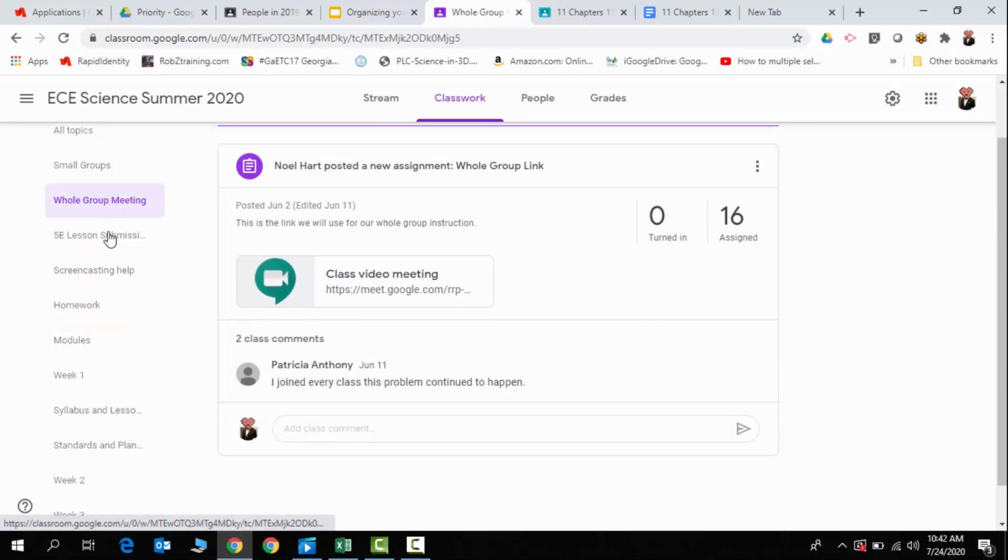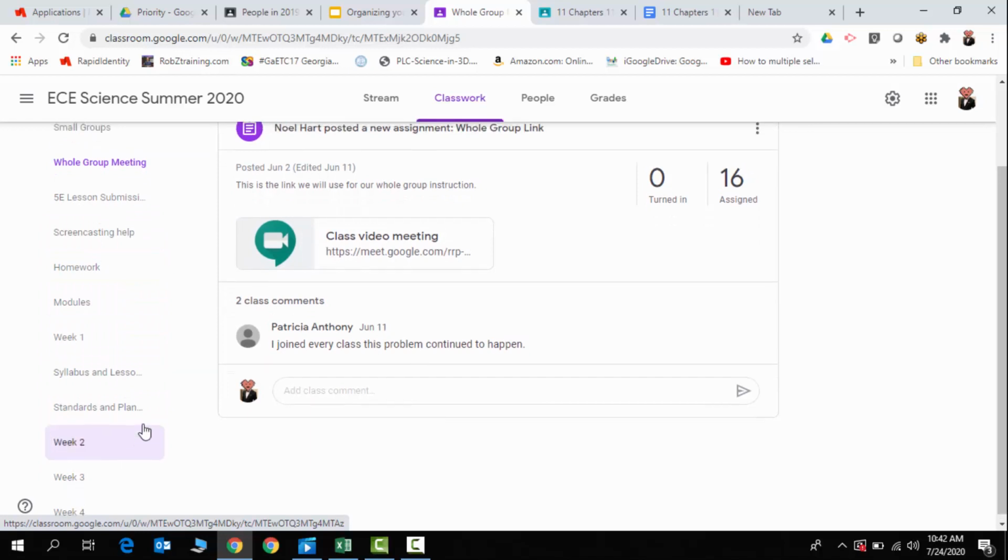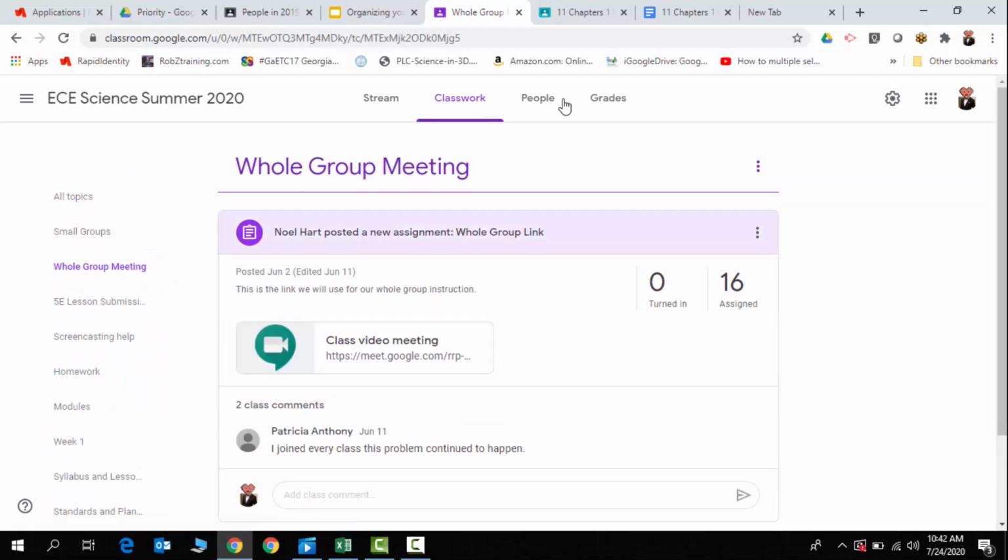And if there was something like screencasting help, the students in this class had to do a screencast. So I always had a topic just so they could go back anytime they wanted to. So if there is something they'll always go back and look at, you might want to make that a topic in itself. And of course, using the weeks, it was easy to always go back to tell them what week we were looking at, the time that we were in.